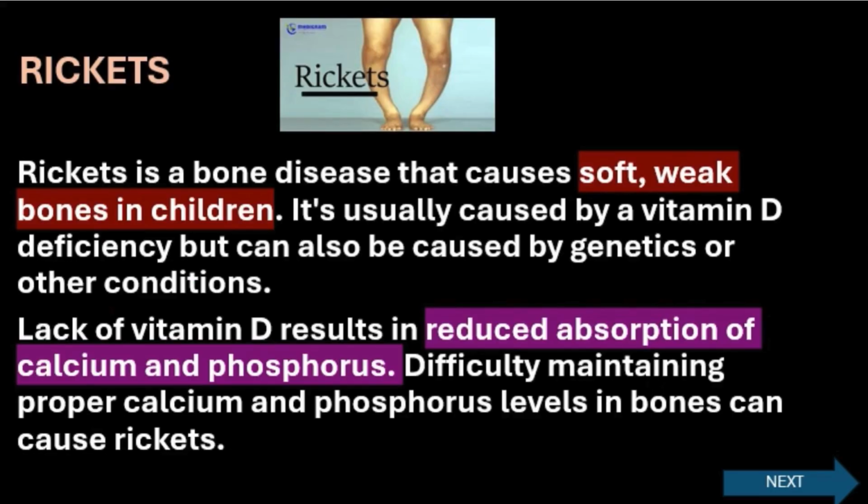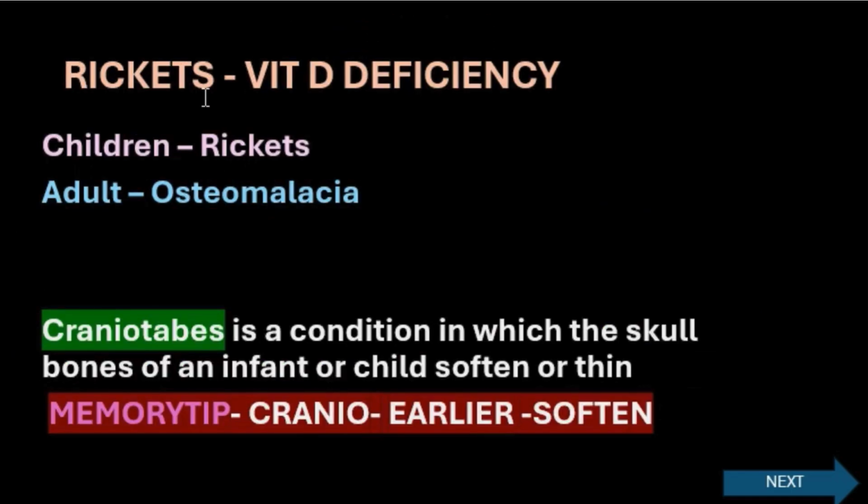Rickets is a bone disease that causes soft, weak bones in children. It is usually caused by vitamin D deficiency, which results in reduced absorption of calcium and phosphorus. Rickets occurs in children due to vitamin D deficiency, and in adults, vitamin D deficiency will cause osteomalacia. Craniotabes is a condition in which the skull bones of an infant or child soften or thin. So the memory tip here is cranio, earlier, soften. The earlier sign for rickets is softening of the skull, that is craniotabes.